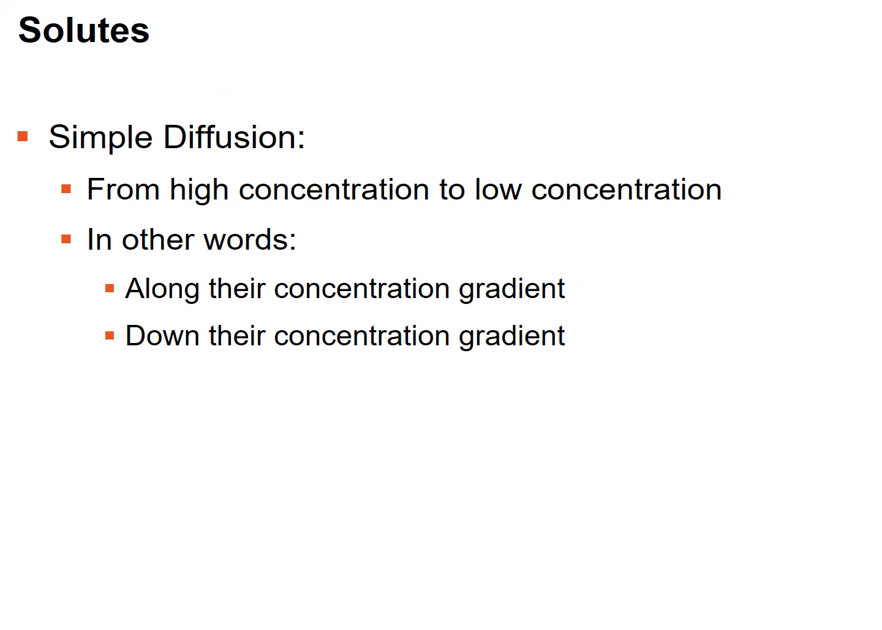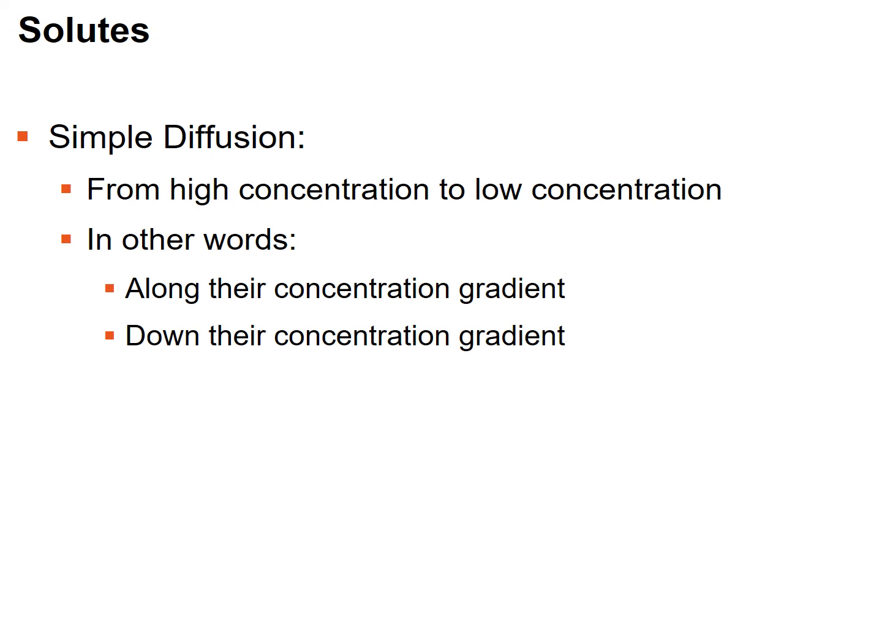Now, it's important to talk about diffusion in general because we're going to be expanding upon that. Simple diffusion is basically the movement of solutes from an area of high concentration of solute to an area of low concentration. So it's like going downhill. There are other ways to say this. You could say that these solutes are moving along their concentration gradient, or moving down their concentration gradient. There are a number of ways to say it.